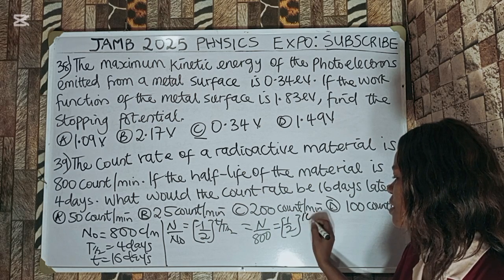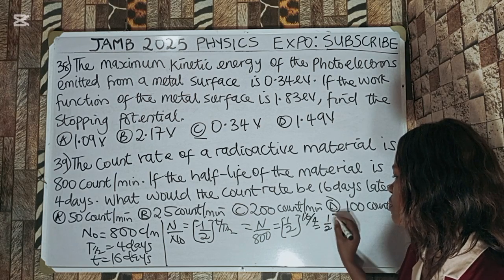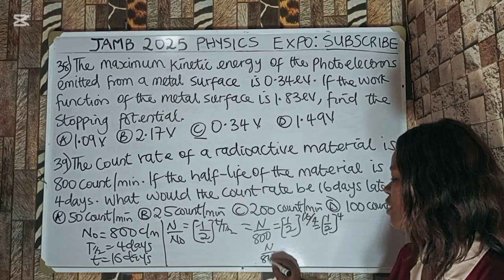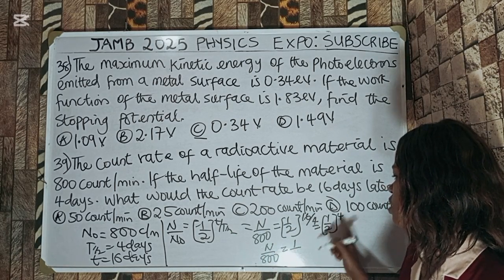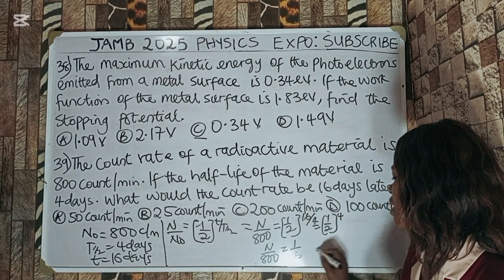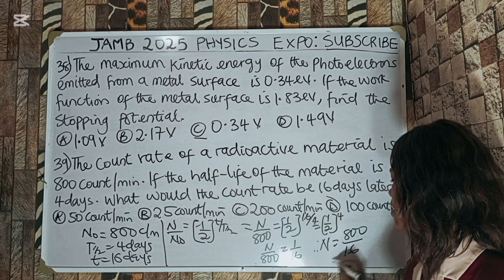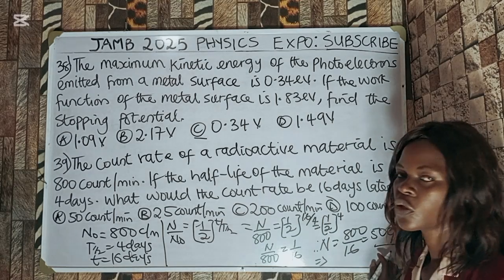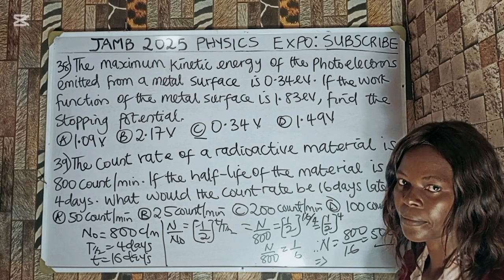bracket T, which is 16, divided by 4, which gives rise to 1 over 2 bracket 4. So N over 800 equals 1 over 2 to the power 4, which is 1 over 16, right? Cross multiplying, therefore N equals 800 over 16, which gives 50 counts per minute. So this is how we can solve this problem. The correct option to this is option A.